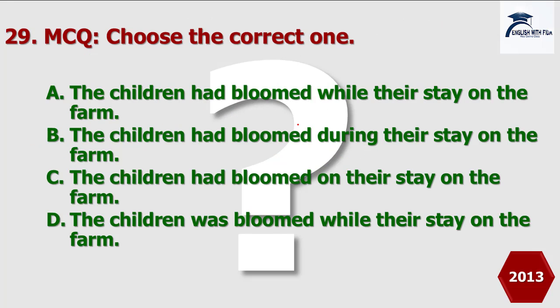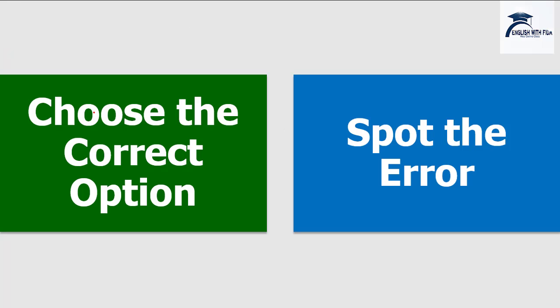Look at this MCQ. This is from the MDCAT original paper 2013. The children had bloomed while their stay on the farm. The children had bloomed during their stay on the farm. The children had bloomed on their stay on the farm. Option B is correct.